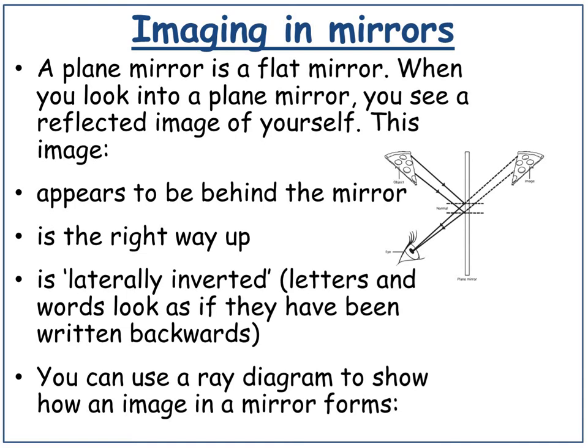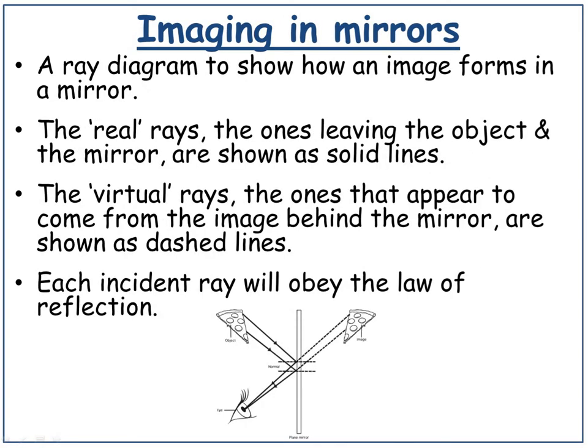So you can use a ray diagram to show how an image in a mirror is formed. The real rays, the ones leaving the object and the mirror, are shown as solid lines. The virtual rays, the ones that appear to come from the image behind the mirror, are shown as dashed lines. However, each incident ray will obey the law of reflection.